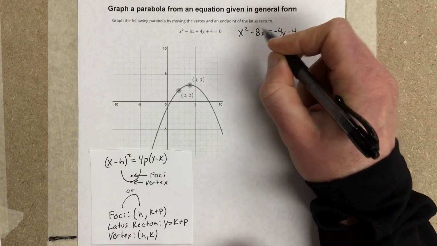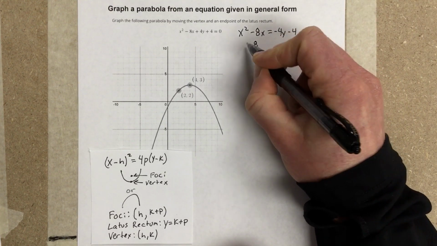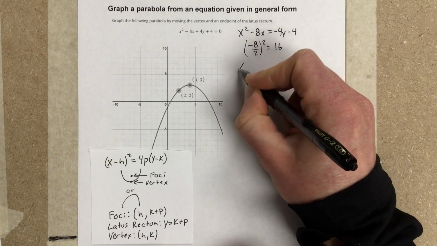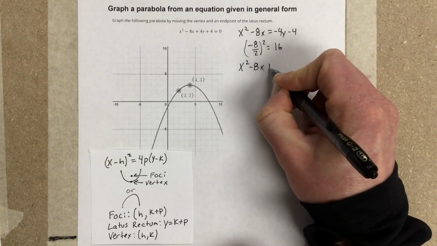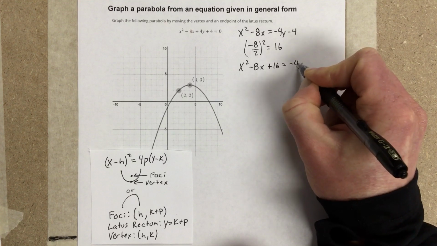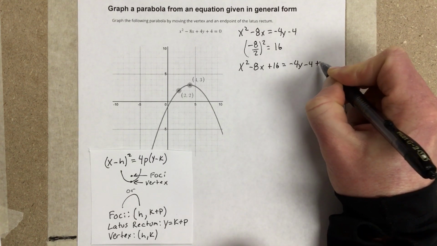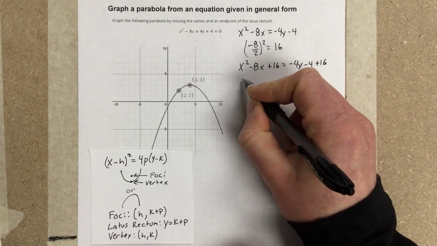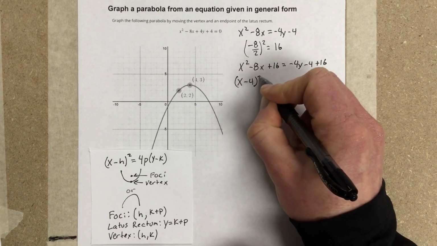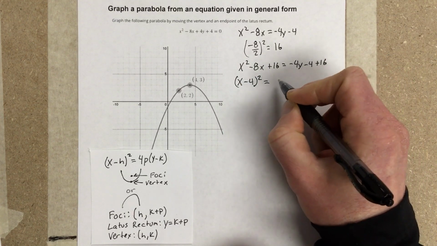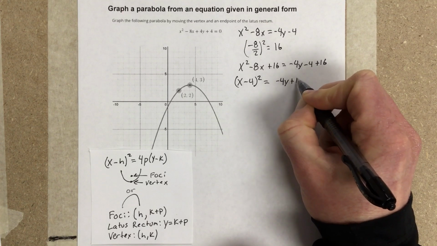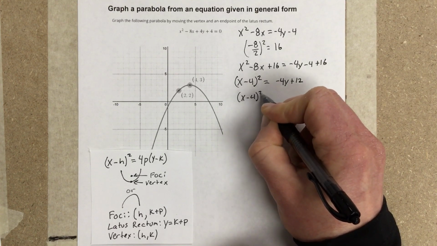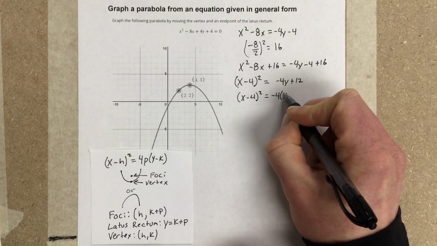And then I'm going to complete the square. So I'm going to divide the b term, negative 8, by 2 and square it. That's negative 4 squared, which is 16. So I get x squared minus 8x plus 16 is equal to negative 4y minus 4 plus 16, because I got to add the 16 to both sides. When I factor this piece, I get (x minus 4) squared is equal to negative 4y plus 12, since negative 4 and 16 is 12. Then let's factor a negative 4 out, and I get (x minus 4) squared is equal to negative 4(y minus 3).